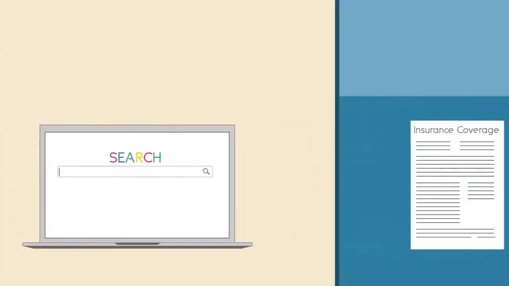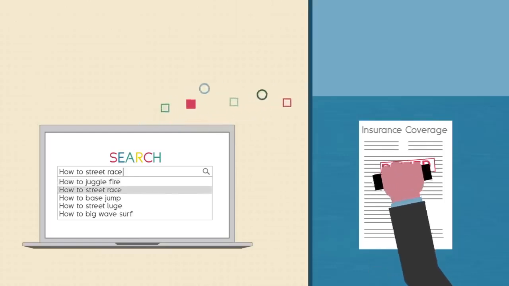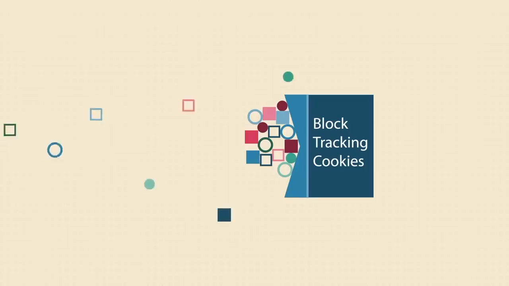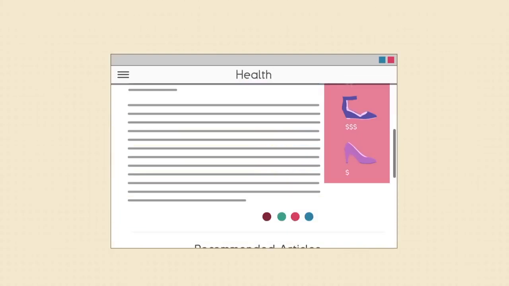For instance, could an insurance company deny coverage based on a person's browsing history? You can take steps to limit the amount of data collected, such as blocking tracking cookies in your browser settings, but with the current sophistication of tracking, they're pretty easy to get around. However, there are potential upsides to all this data being collected.